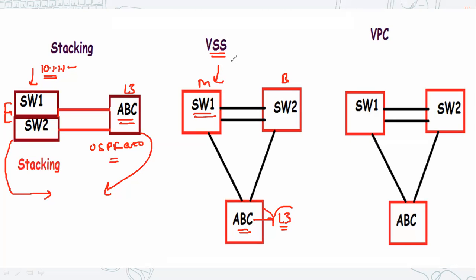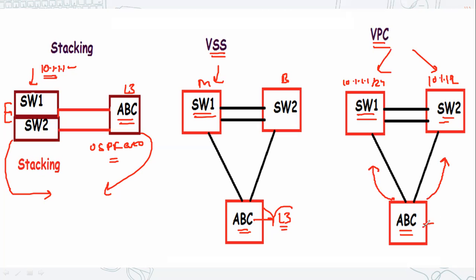But this is not the case in VPC technology. In VPC, both your switches have separate management IPs. Let's say switch 1 has management IP 10.1.1.1 and switch 2 has management IP 10.1.1.2. Because in VPC we have separate control planes, both devices use separate management IPs. And let's say this is some L3 device ABC running OSPF; then this device is going to form two OSPF neighborships, one with switch 1 and one with switch 2.